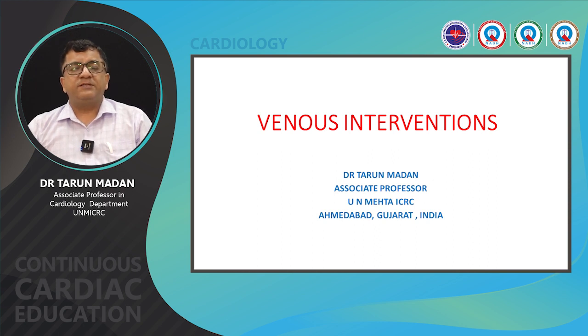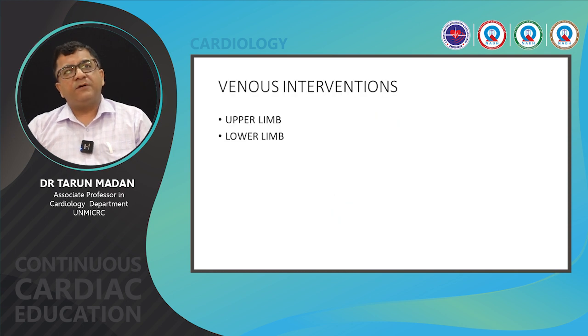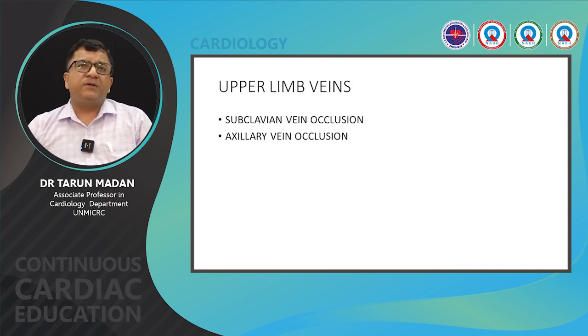So today we'll be discussing venous interventions. Venous problems are a huge chunk of vascular disorders. We have upper limb and lower limb veins getting involved in various kinds of diseases. Starting from the upper limbs, we have the subclavian vein, axillary vein, and superior vena cava, which can get occluded.